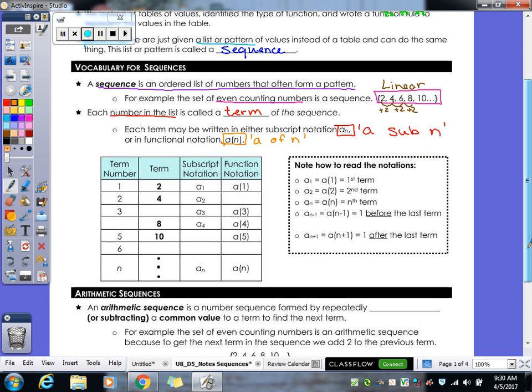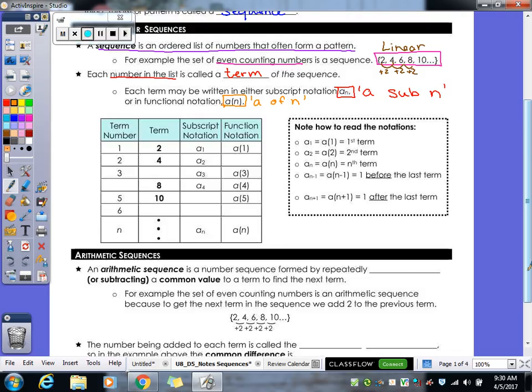So if we take a look here, I have my pattern started: 2, 4, that would be 6, 8, 10, 12. This was our sequence that they gave us. They originally wrote this.